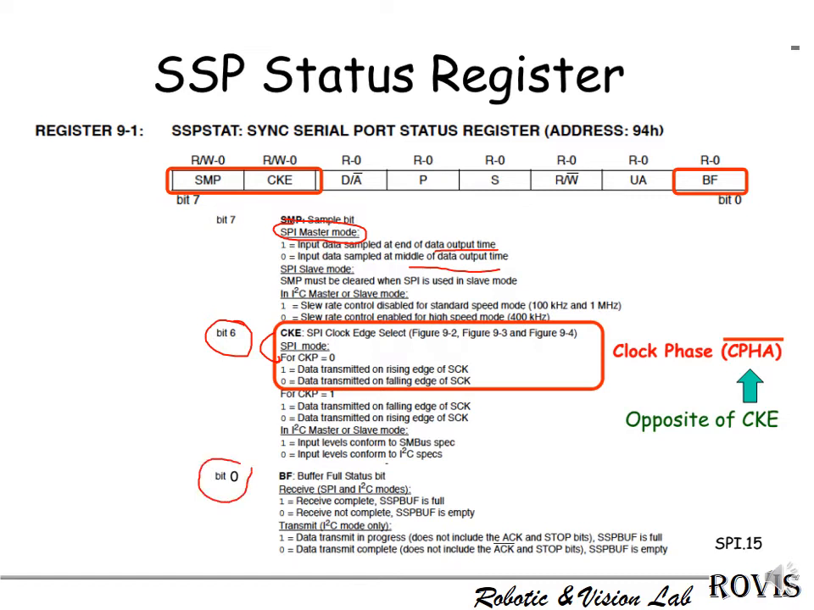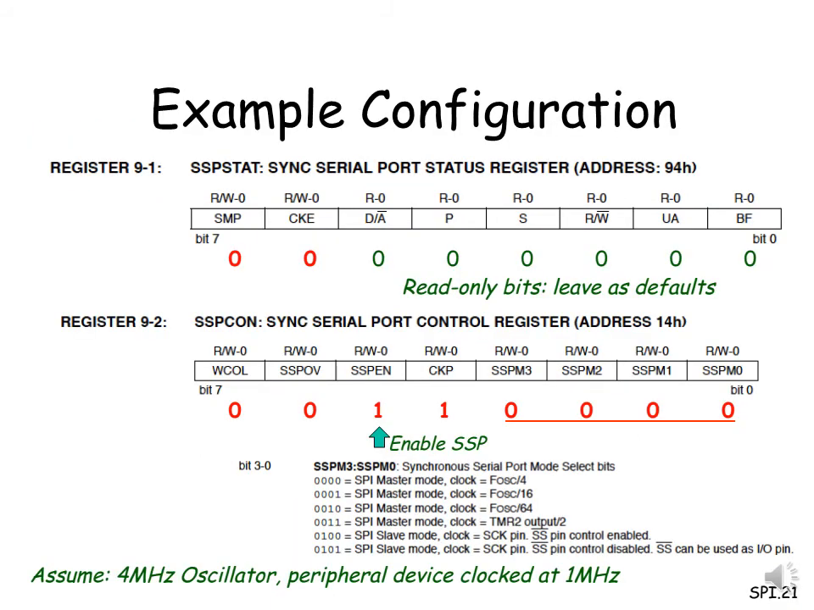Okay, and bit 0 here is very important. We check this bit for the buffer full status. When the receive is complete, the SSP buffer is full, so that will become 1. Okay, it becomes 1.